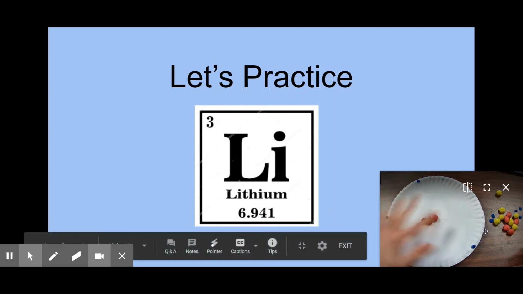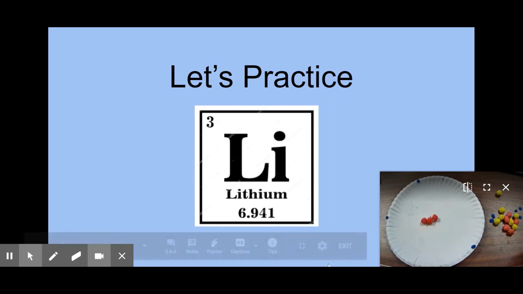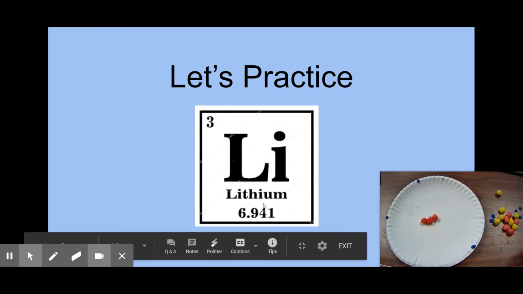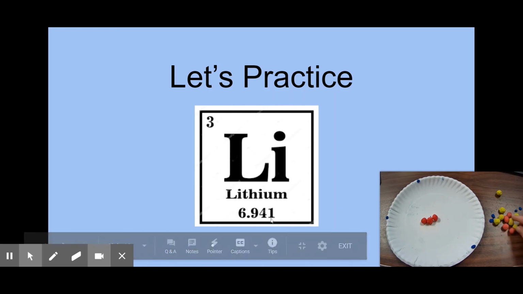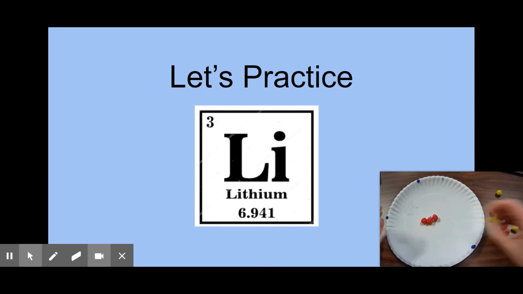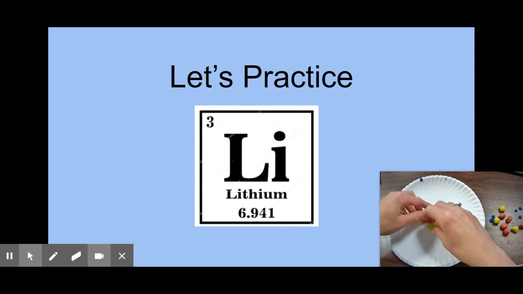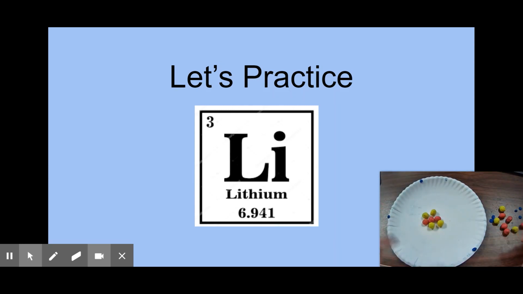What is the mass of my atom right now? 3. The electrons don't count in the mass. What should the mass be? The average atom has a mass of 7. So how many neutrons do I need? I need 4 neutrons in order to make my atom weigh 7. So please watch out for that. That catches kids every year.